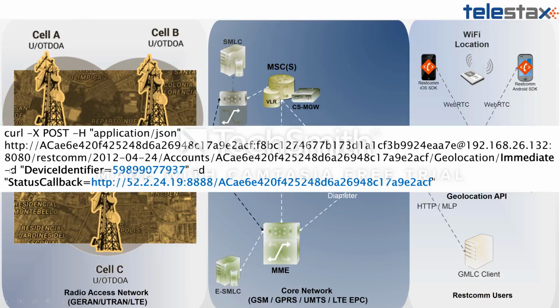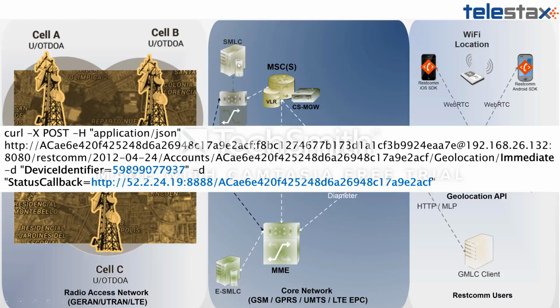So as we are requesting an immediate type of geolocation, I only have two mandatory parameters for this POST command, which are device identifier and status callback. For the device identifier, I will put the MSISDN I want to query. I want to retrieve the location information that is temporarily located at the HLR in the mobile network operator.